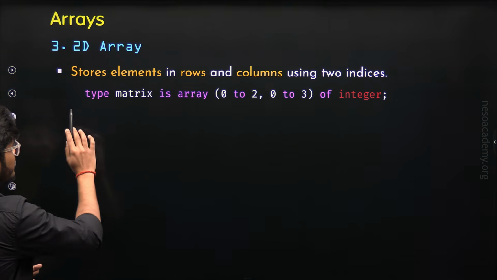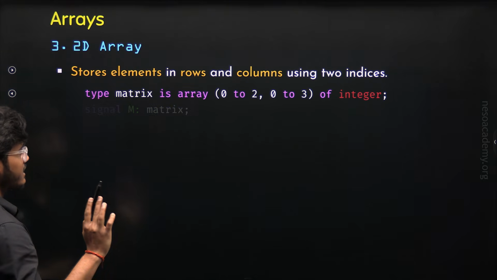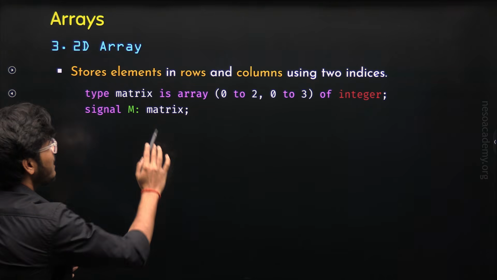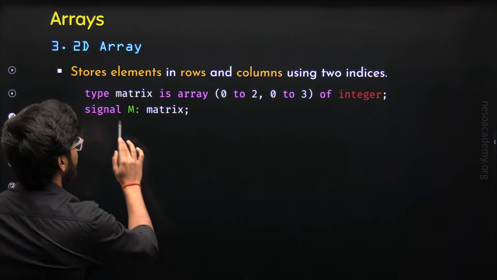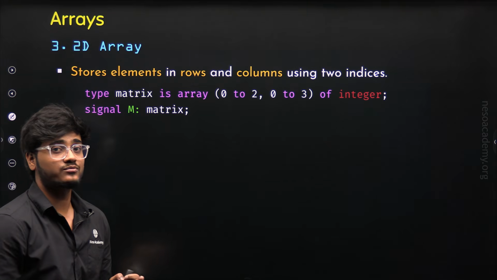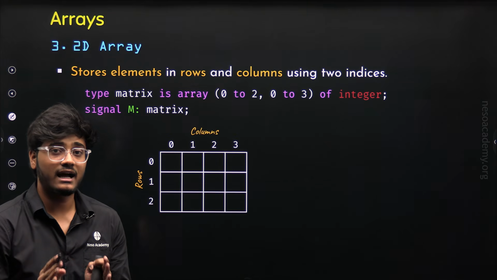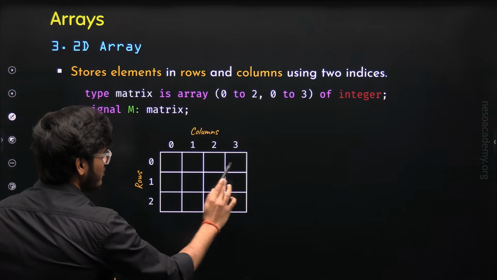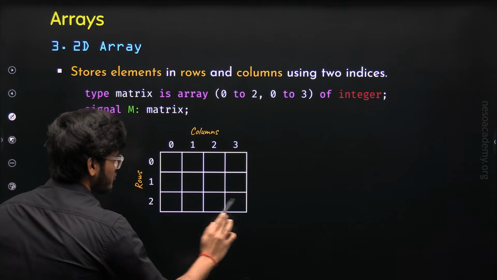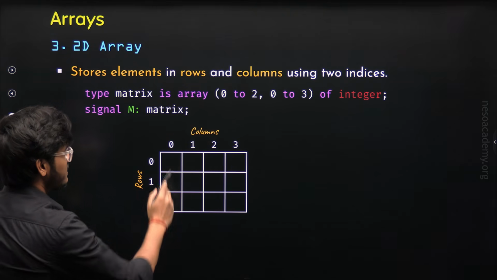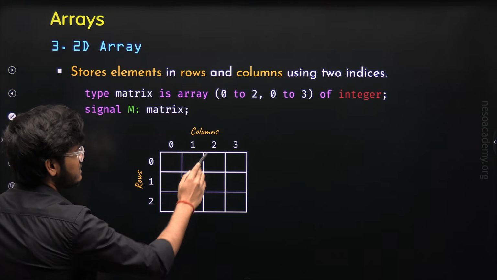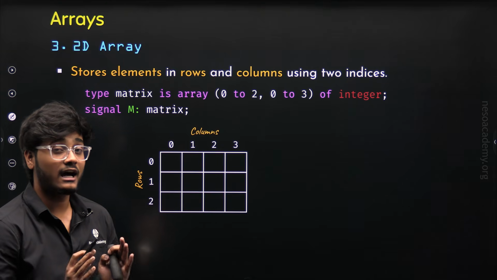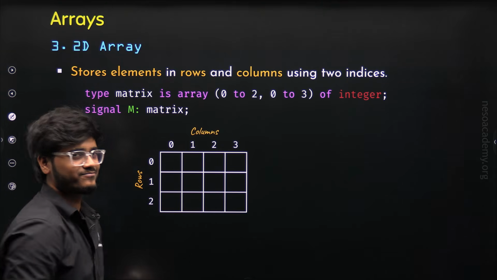Now let's see how to use this data type. Here I am declaring a signal named M with data type matrix. This means signal M is a 2D array which contains 3 rows and 4 columns. So 3 rows means row 0, row 1, row 2, and 4 columns means column 0, column 1, column 2 and column 3. So I hope you understand how to create a 2D array.